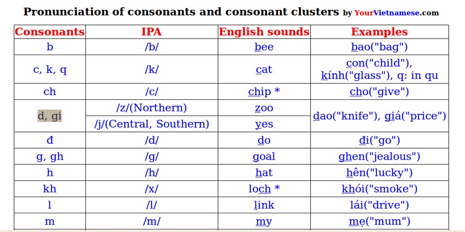Now the consonant y and the consonant cluster GI are both pronounced as y. Actually there are two ways to pronounce them. The northern way is to pronounce them as Z, as in zoo, and the central and southern way is to pronounce them as Y, as in yes. Example, the northern pronunciation, Zao. The central and southern pronunciation, Yao.